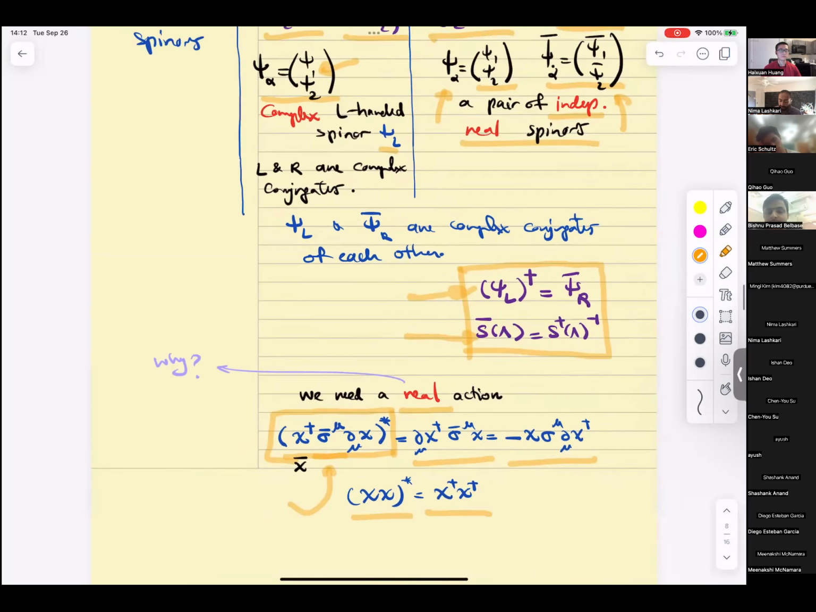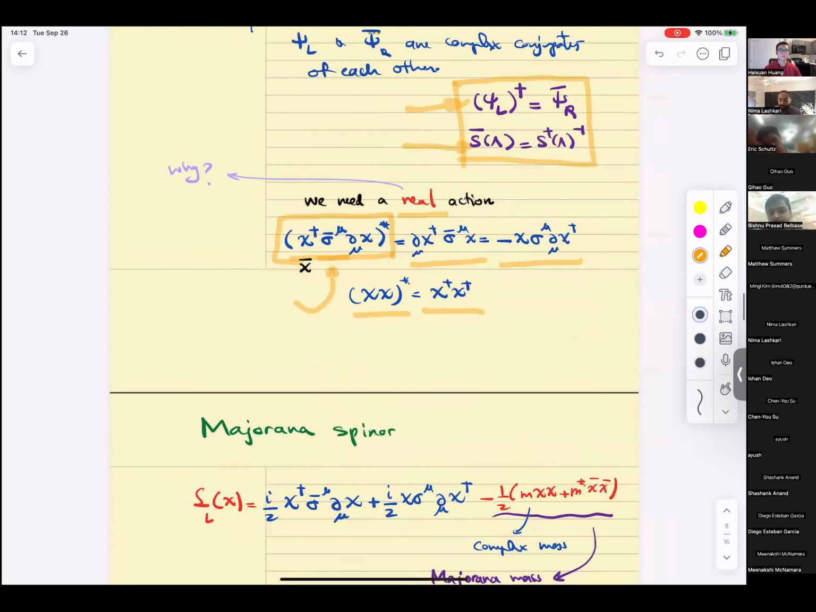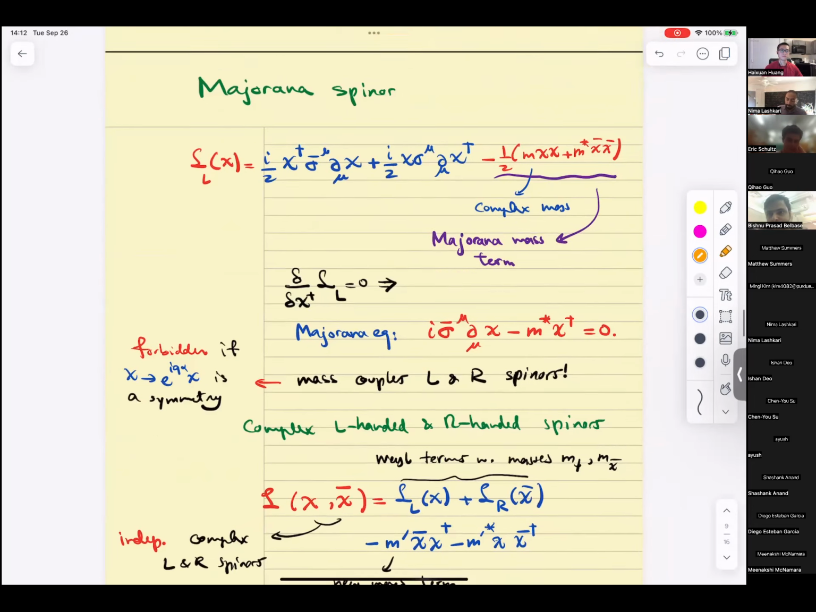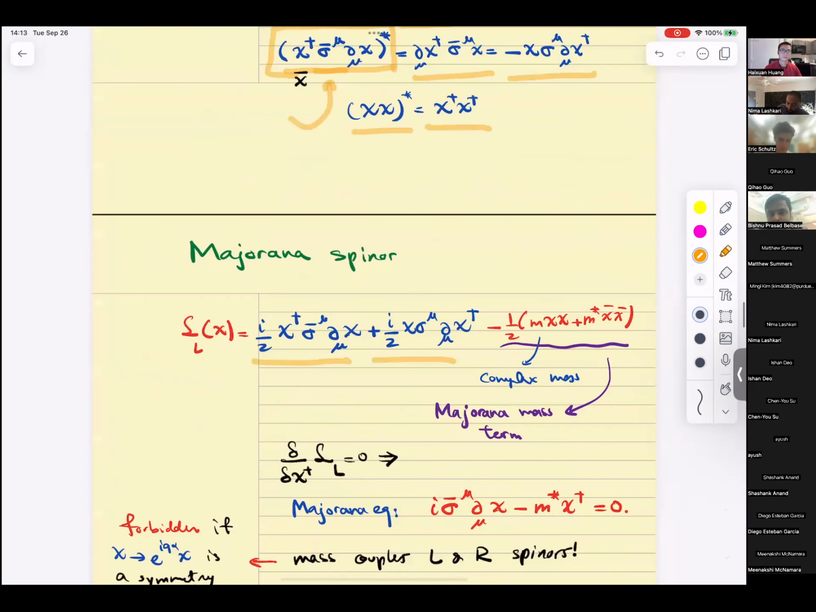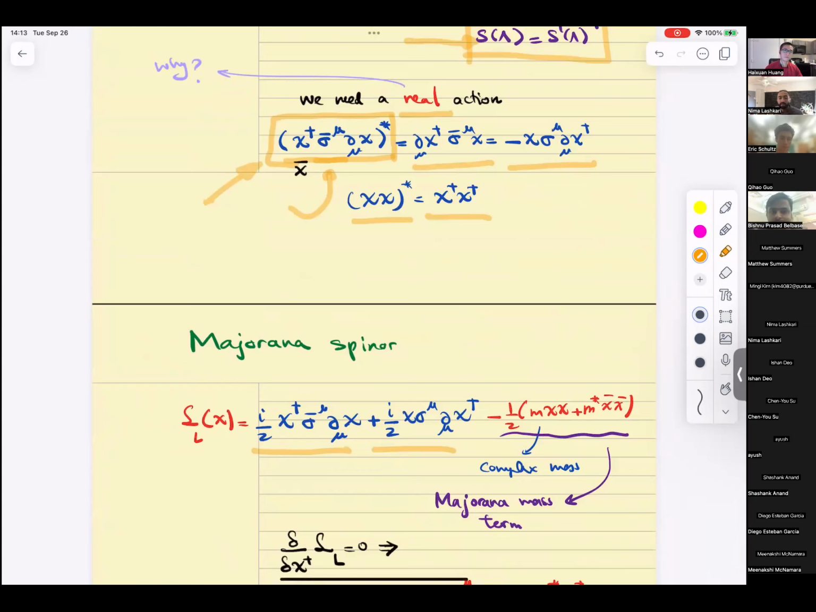All right, so let's try to write an action. Here's the action we're going to write down. If you add these two terms, by the logic up here, you're guaranteed to get a real action. Just take the star of both terms and the imaginary parts cancel.